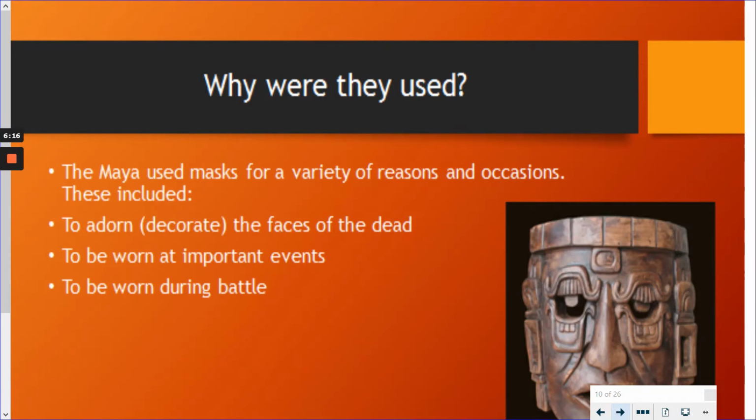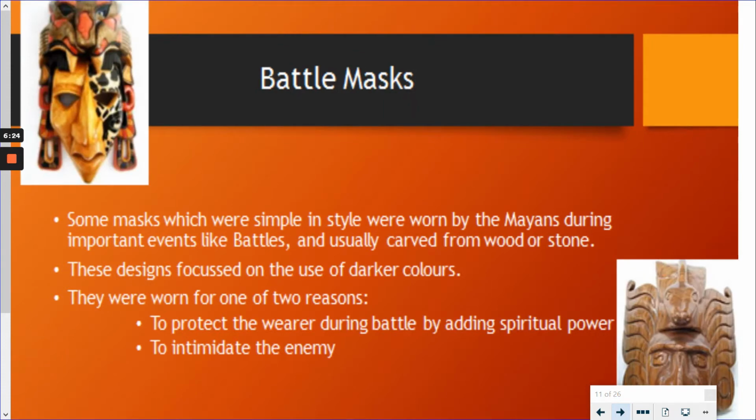They were used for different reasons, different occasions. They were used sometimes to adorn or decorate the faces of the dead, particular events, weddings, things like that. They were also used for battle. Some masks were simpler in design, but they were more worn by the Maya during battles or during particular conflicts.